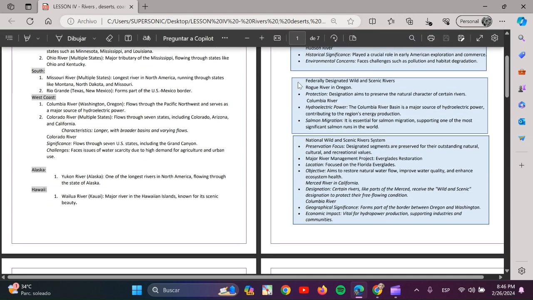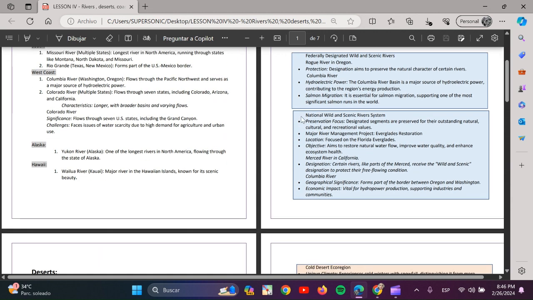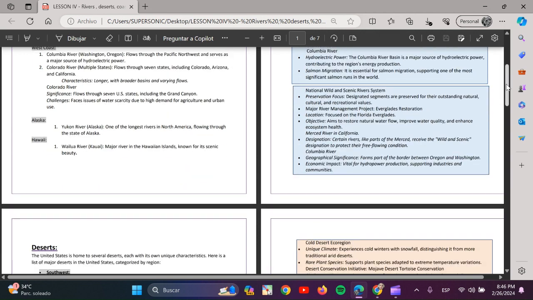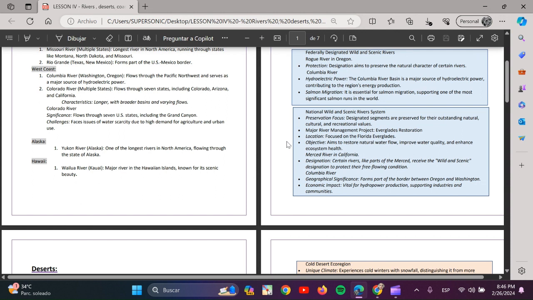Other kind of classification, federally designed wild and scenic rivers. We can find here Rogue River in Oregon. Here we can talk about the protection, hydraulic power, some migration. The next one, National Wild and Scenic River System, could be a sub-classification from federal designed wild and scenic rivers. Here we can find Missouri in California, Columbia River.